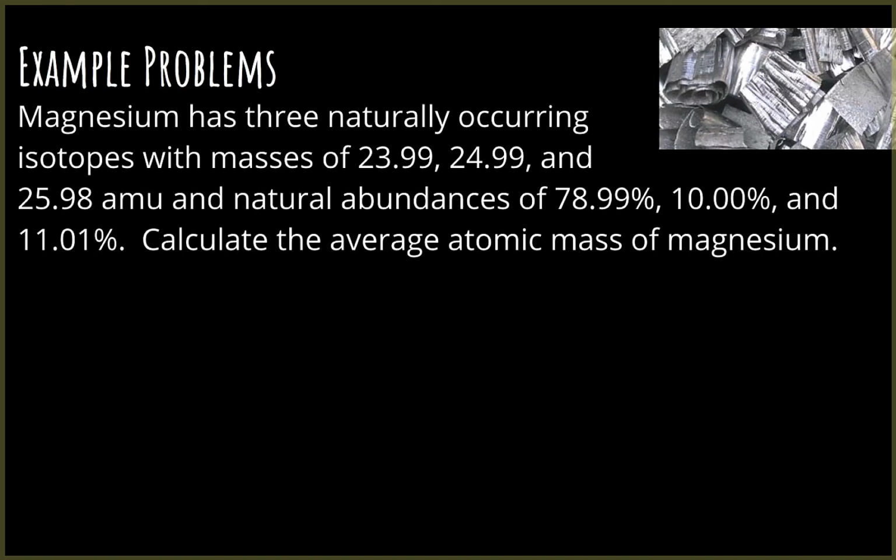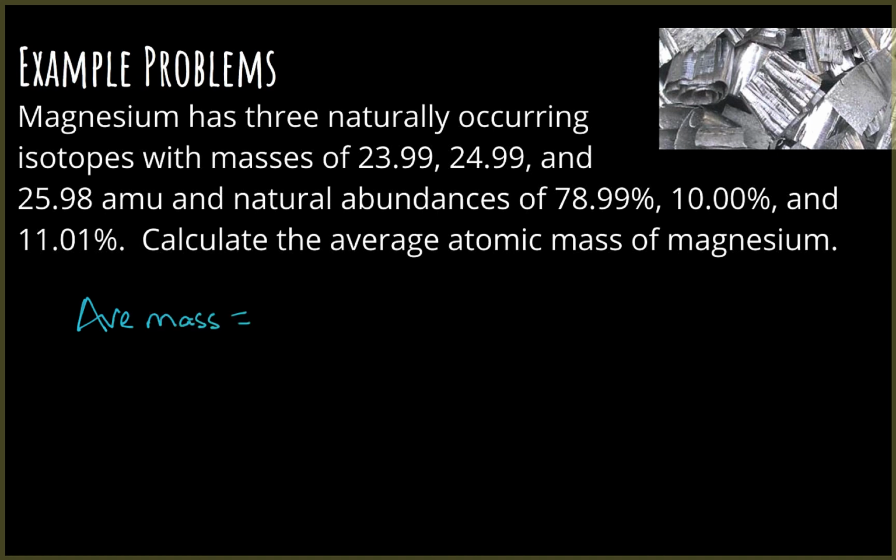For this one, magnesium has 3 naturally occurring isotopes, and we use magnesium a lot in the labs that we do in here. The 3 masses are 23.99, 24.99, and 25.98 AMU, and the abundances are given as 78.99%, 10%, and 11.01%. We're going to calculate the average atomic mass.